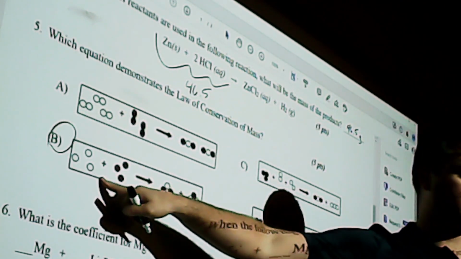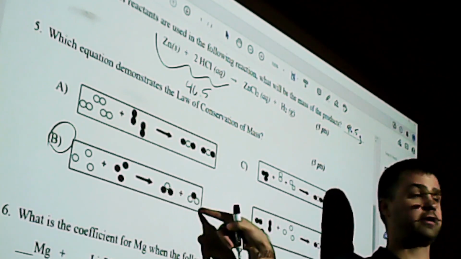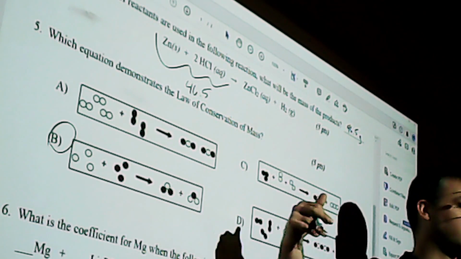We have 3 circles here that are clear, 3 circles that are here. Even though they're rearranged, that means a chemical reaction has occurred. That's fine. All right? But we have the same amount on both sides. That's what the law of conservation of mass is.